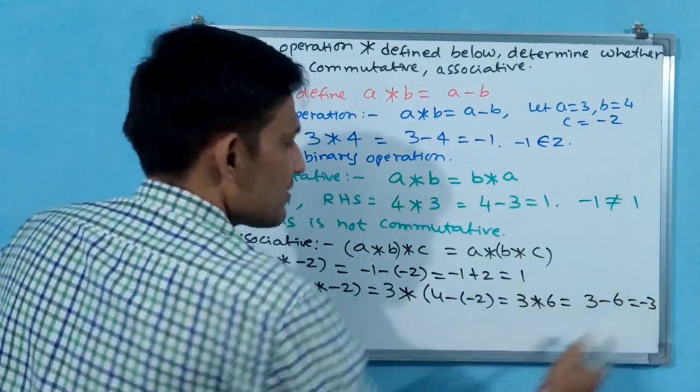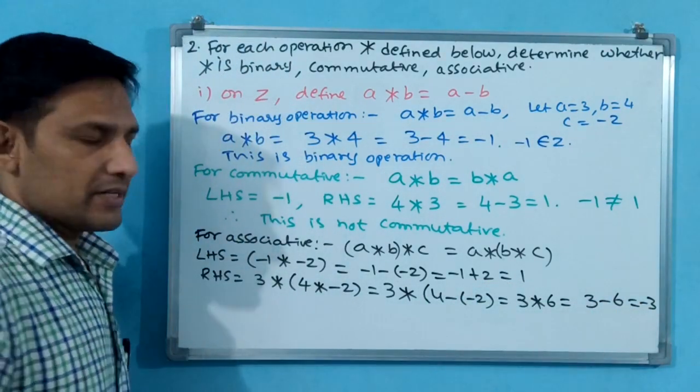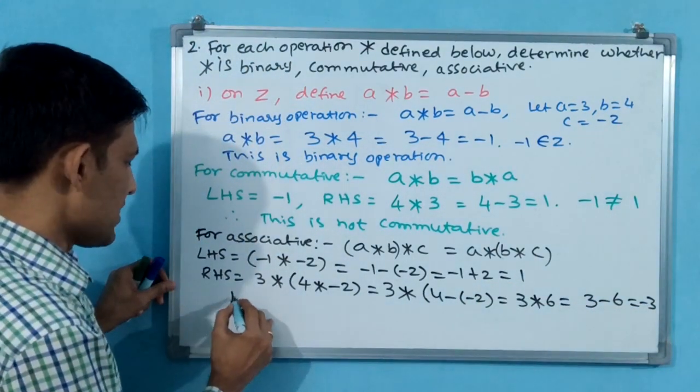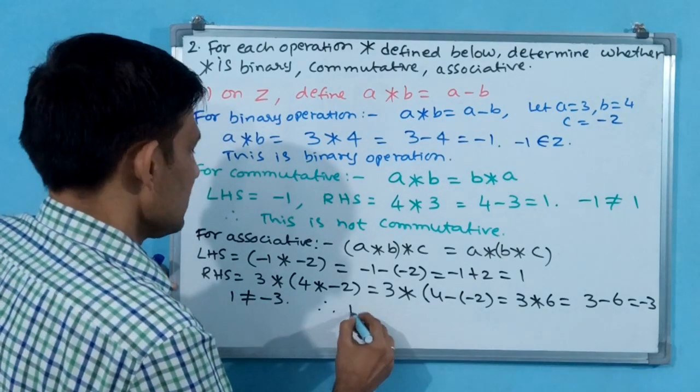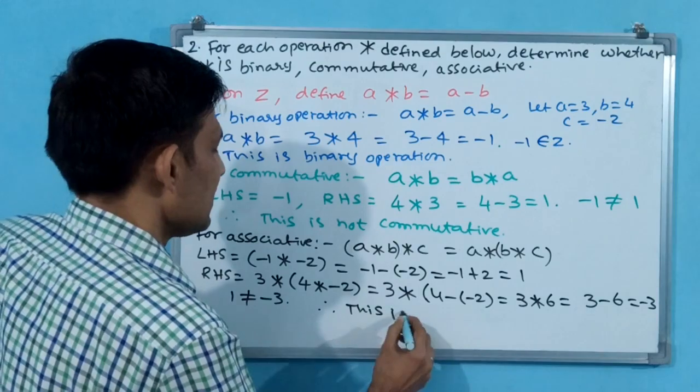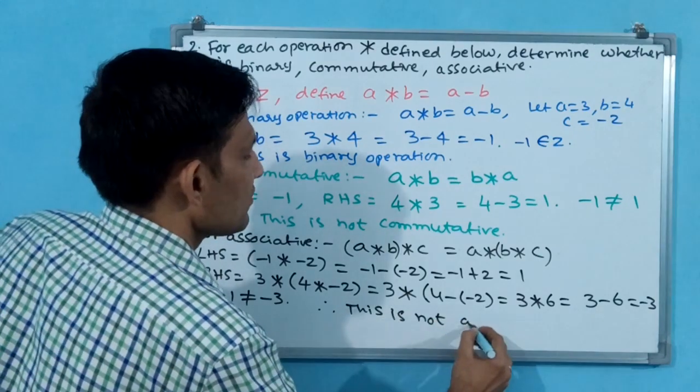Now you tell me, 1 and minus 3 are equal? Not equal. Write that one. 1 is not equal to minus 3. Therefore, this is not associative.